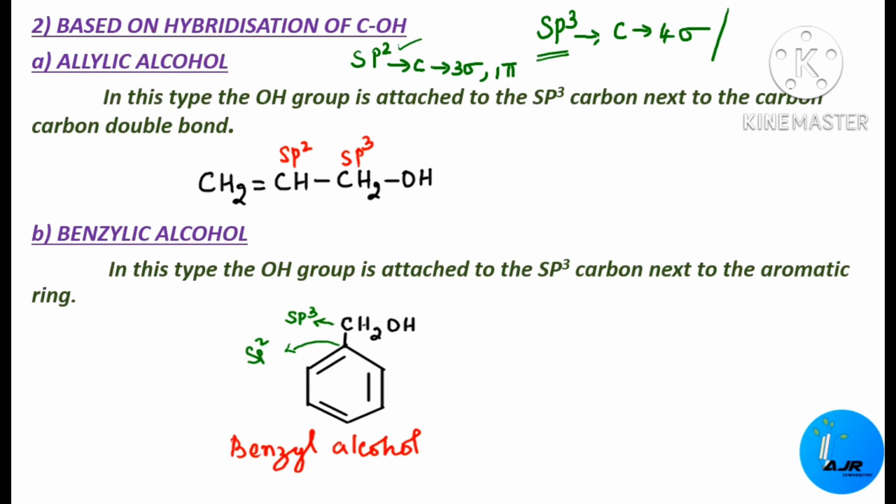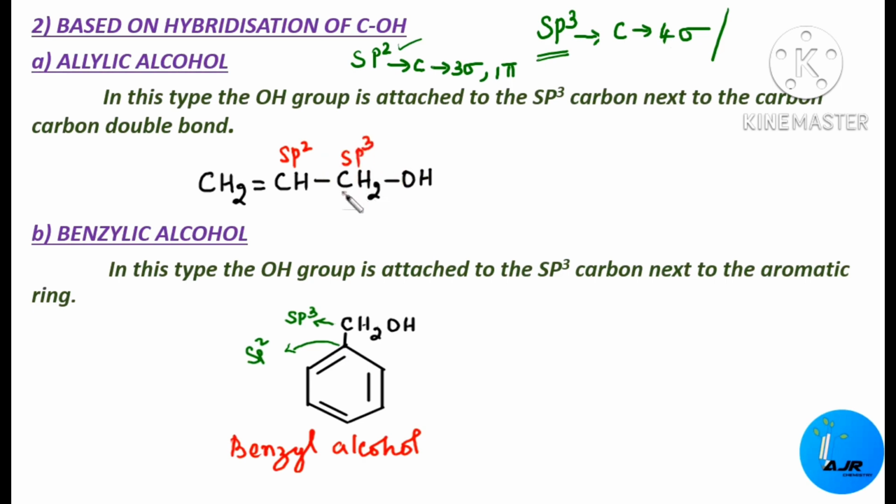Let us see what is allylic alcohol. In this type the OH group is attached to the sp3 carbon next to the carbon-carbon double bond. Look at this example. This OH group is attached to a carbon. This carbon has all single bonds, is it not? No double bond is there in this carbon. So all 4 sigma bonds. So this carbon is an sp3 hybridized carbon.